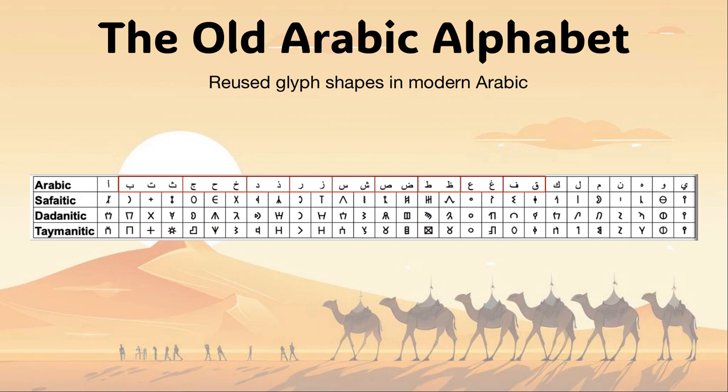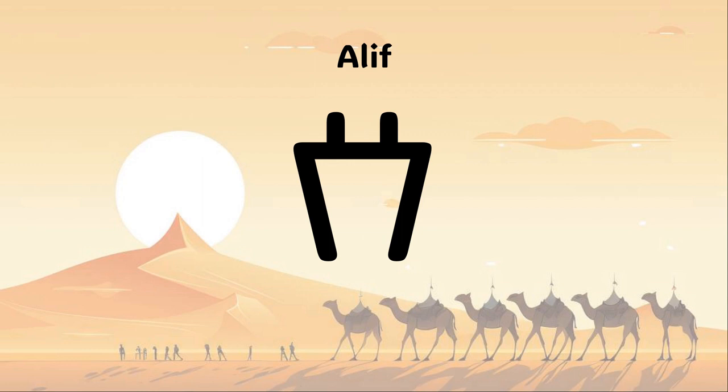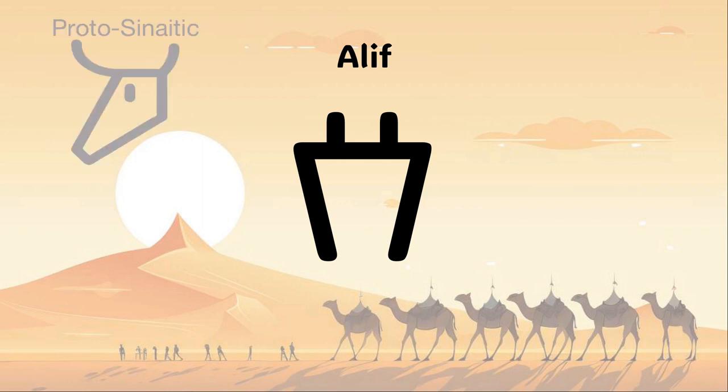So let's get started with Alif. This letter form in modern Arabic consists just of a vertical stroke with the hamza seated on top to represent the glottal stop. But in the Dadanitic form we can see a very different letter shape. Like with all of the Arabian alphabets, the Aleph is very close to the Proto-Sinaitic form of an ox's head with the two upward protruding horns.